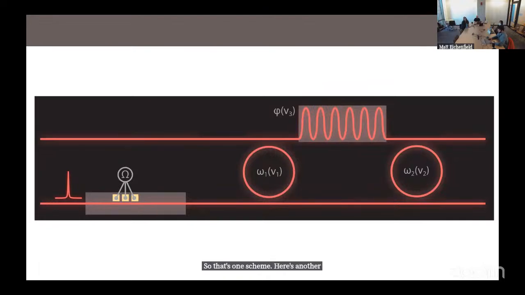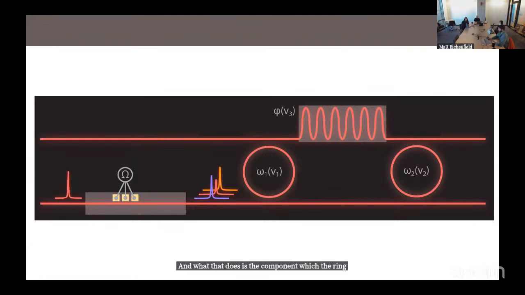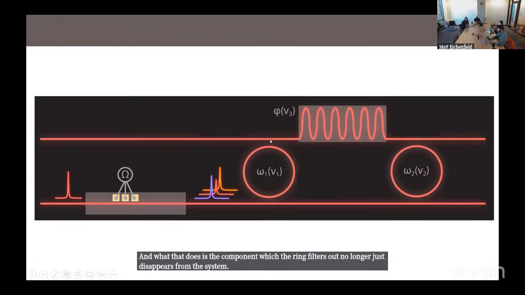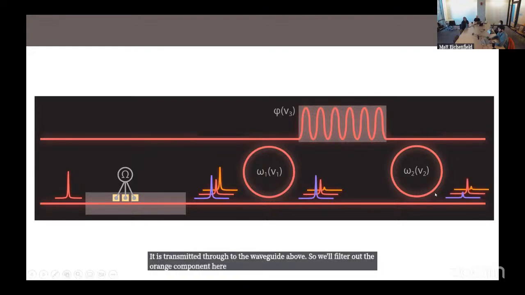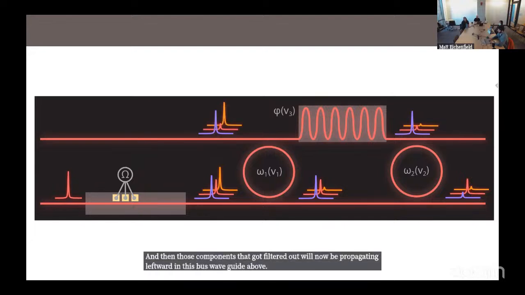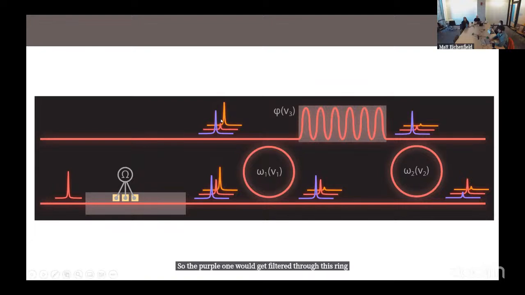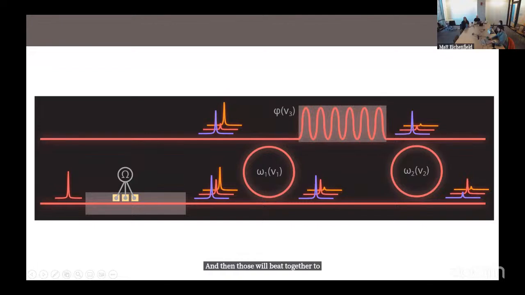Here's another cool scheme where light comes in from the left, passes through a phase modulator, gets its sidebands. Now these rings are no longer just with a single bus waveguide, but a bus waveguide above. And what that does is the component which the ring filters out no longer just disappears from the system. It is transmitted through to the waveguide above. So we'll filter out the orange component here, filter out the purple component with the second ring, because they would, in this scheme, be set to have different resonance frequencies. And then those components that got filtered out will now be propagating leftward in this bus waveguide above. So the purple one would get filtered through this ring and start propagating left, where it'll encounter the orange sideband that got filtered out here. And then those will beat together to create intensity modulation at the qubit transition frequency.